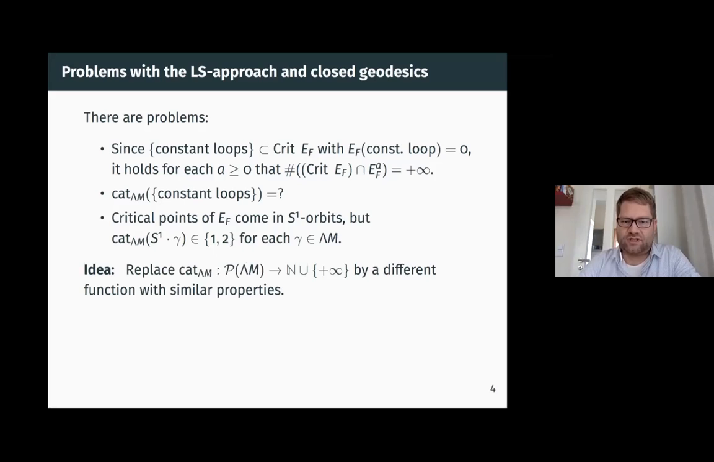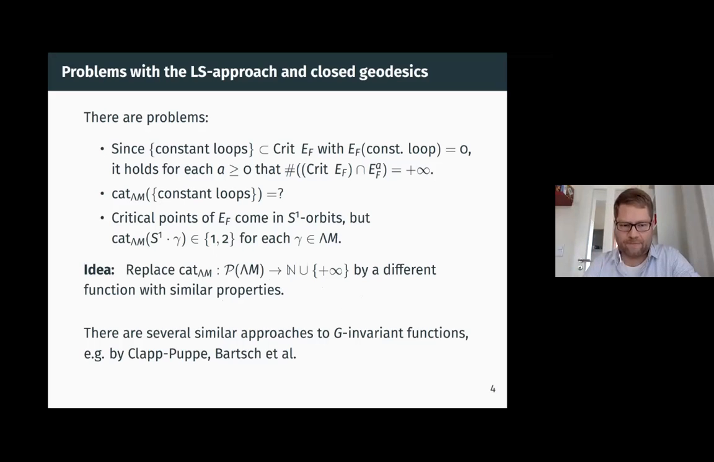And the idea that I want to carry out today is that for a setting like this on the free loop space, we can replace the subspace category function, which takes a subset of Lambda M and associates some positive integer with it, by a different function which has similar properties, which turn out to be more useful or more appropriate for this counting procedure for functions on the loop space.